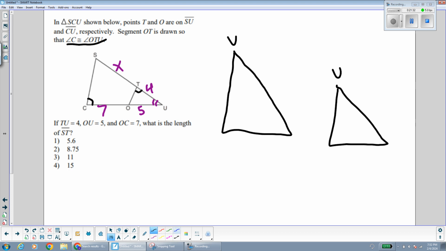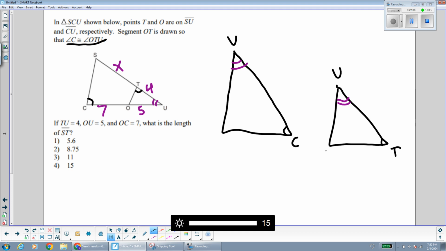Now, also, in both of these triangles, they have a congruent angle, angle C and angle OTU. So since those angles are congruent in the similar triangles, that means that those angles must correspond to each other. So angle C in the big triangle, wherever that is, I'm going to put it over here on my triangle, needs to match up to angle T on the smaller triangle.